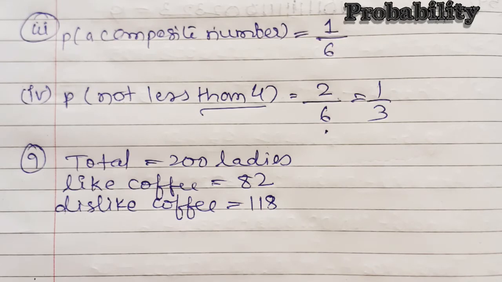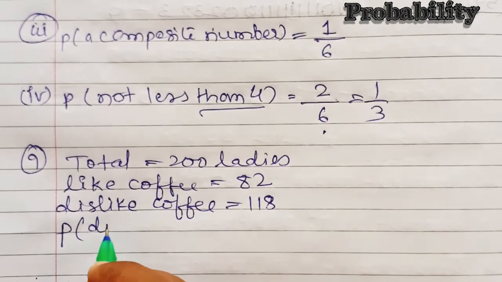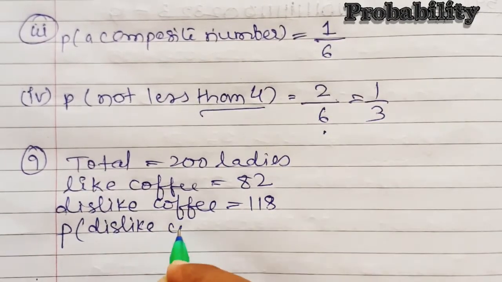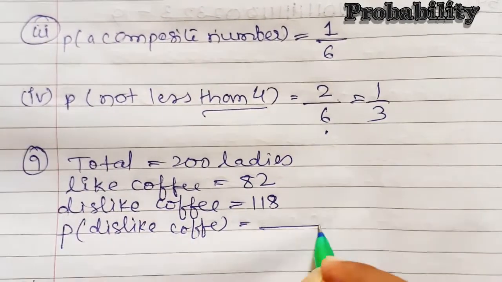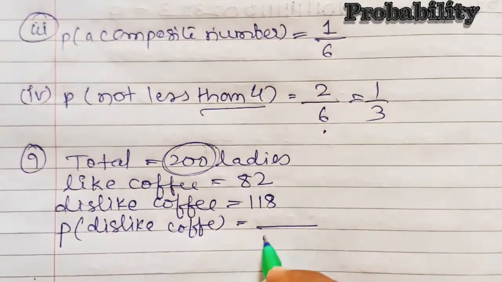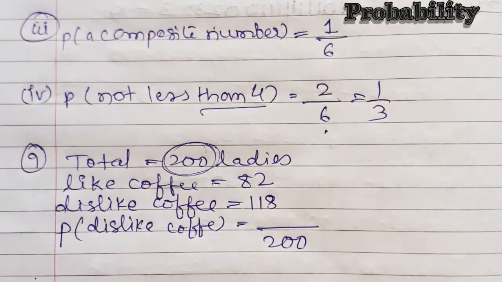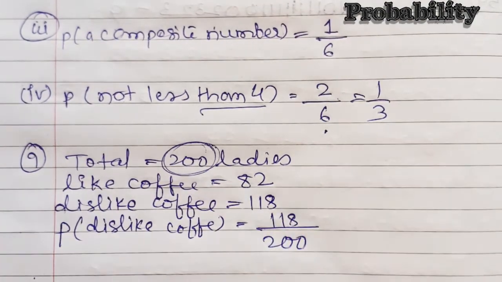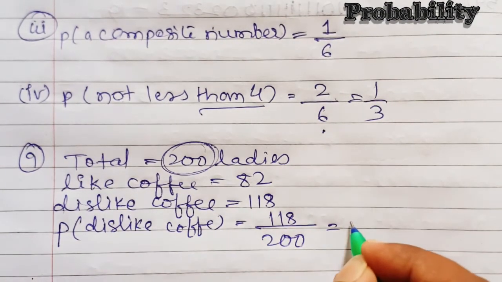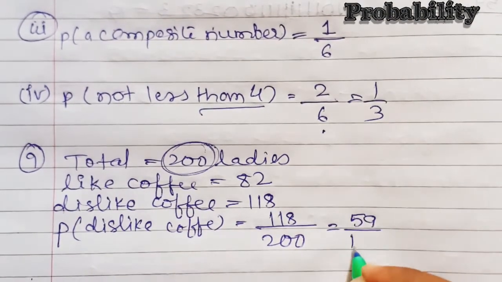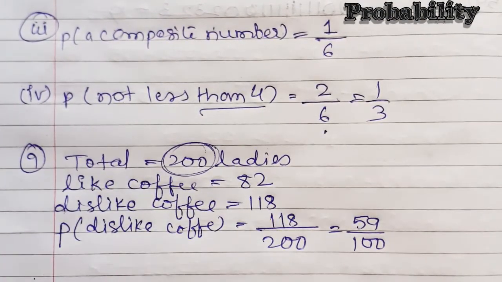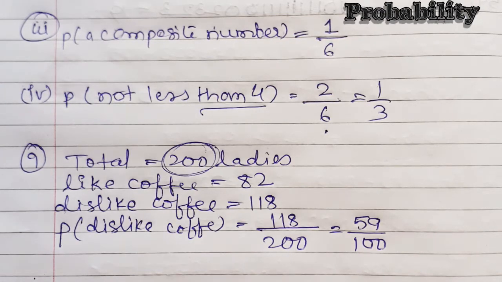Now the question is, from these ladies, one is chosen at random. What is the probability that the chosen lady dislikes coffee? It means we have to find the probability of disliking coffee. So the total is how much? 200. And what is the dislike number? That is 118. So if I cancel with 2, I'll get 59/100. Further cancellation is not possible. So this will be the final answer in question number 9.